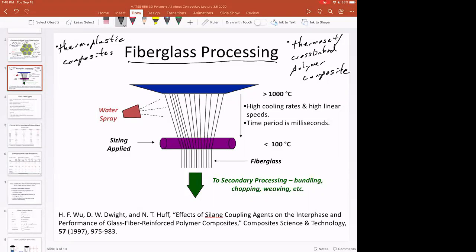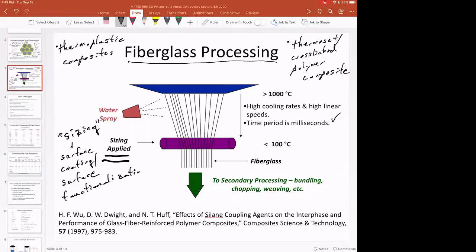But in order to make a fiberglass composite, you make glass fibers, and then you do this process called sizing. Sizing is an old word from fiber technology, but it basically means surface coating or surface functionalization. So these glass fibers are going to look like fiberglass insulation, or woven mats.